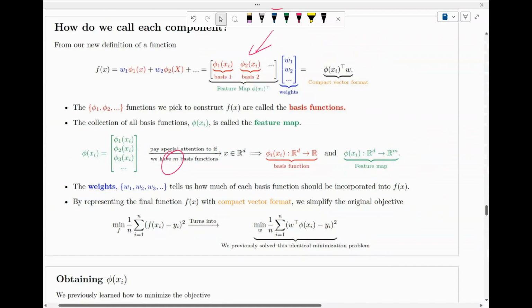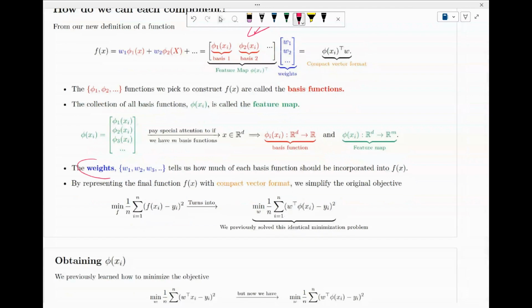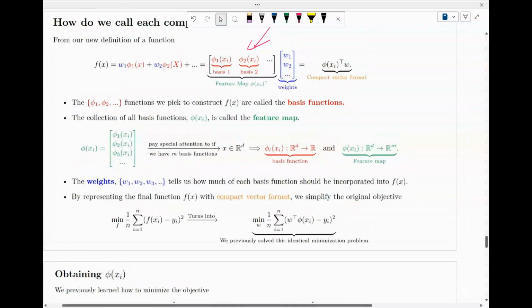There's a lot of concepts here. There's a big difference between phi i, or phi 1, phi 2, phi 3, which are bases, and the feature map, which is all of them. And it's much more compact to write it this way. And finally, the weights. The blues are the weights, the greens are the feature maps, the red are the basis functions. You may want to pause the video and take a look, so you get these concepts straightened out in your head.